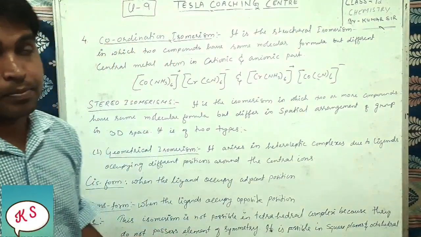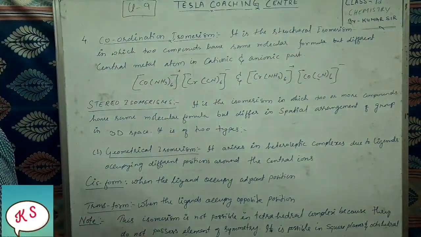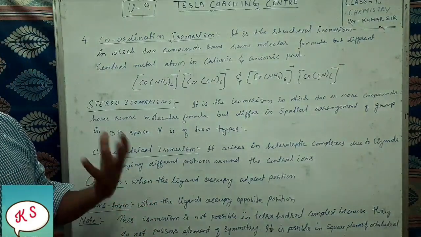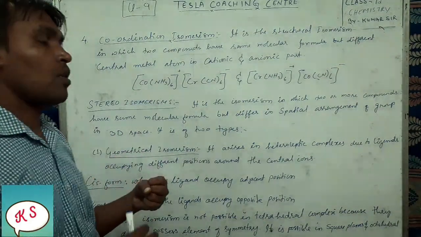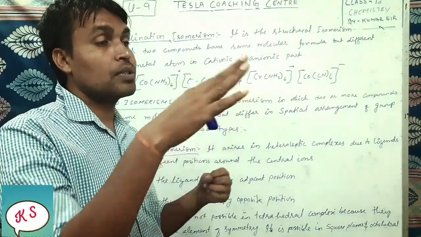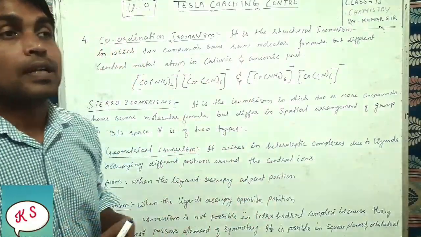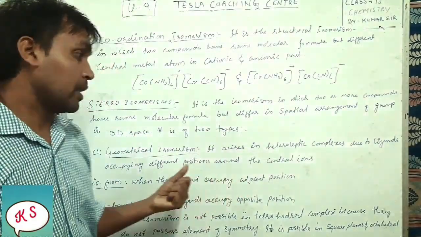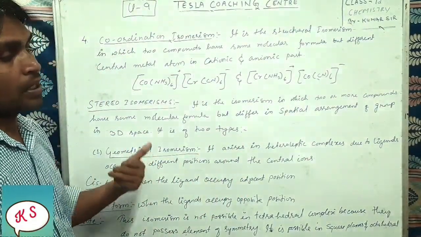As I have already explained to you what heteroleptic complexes are. Heteroleptic complexes are those complexes in which the central metal atom is attached to different types of ligands or bonded to different atoms. Okay, those are called heteroleptic complexes.